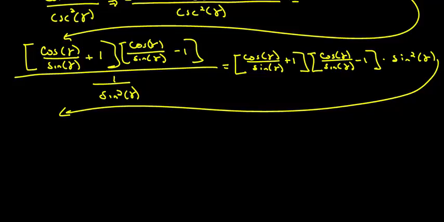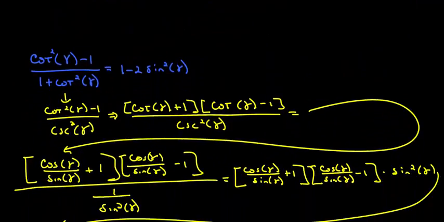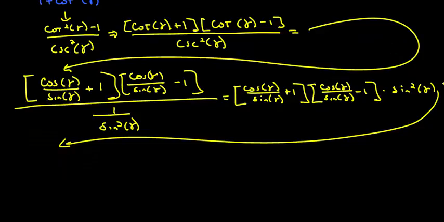Okay, what am I going to do with that? Well, I think... What do I want it to look like? Well, I want it to only have sines in it. And it's giving me 1 minus 2 sine squared, which is the same thing as the double angle for cosine. Yeah, why not? Let's try this. Let's multiply sine squared into each one of these. So 1 sine squared into each one and see what we get.